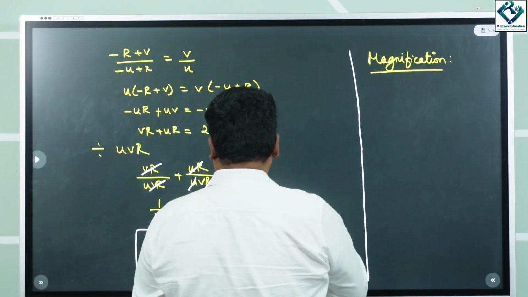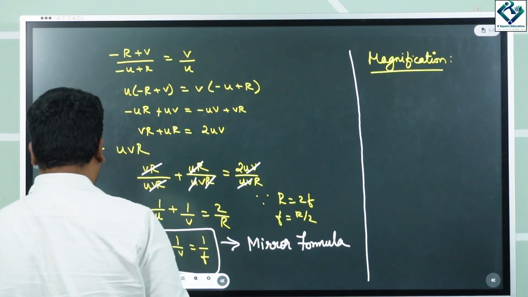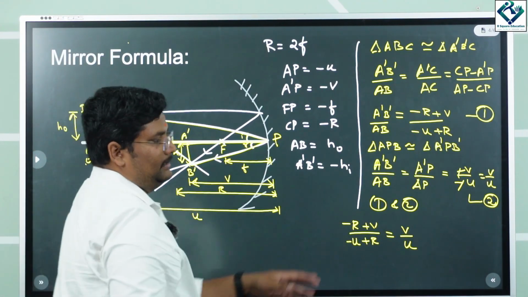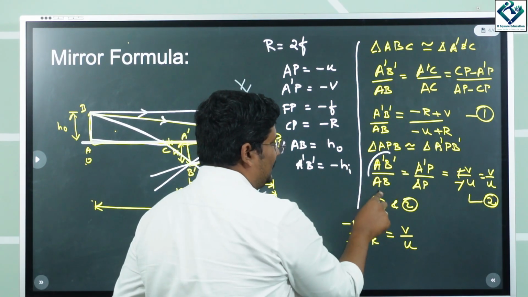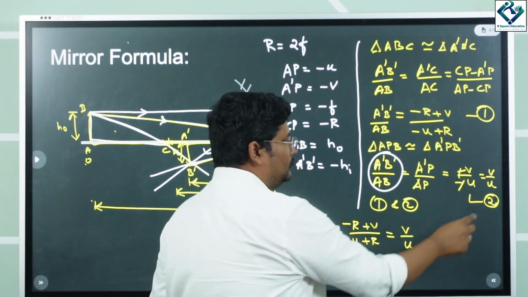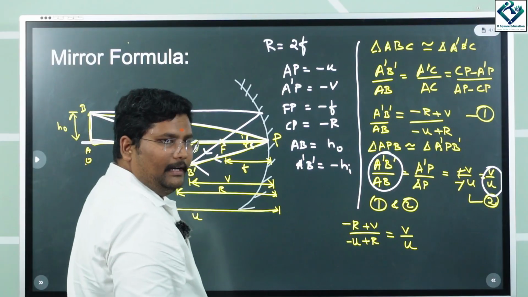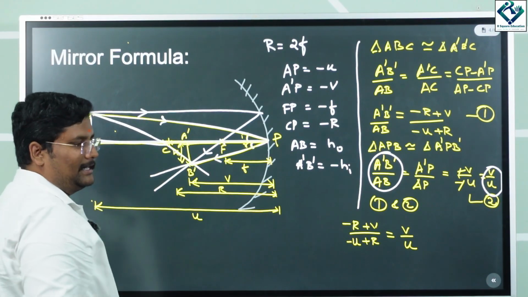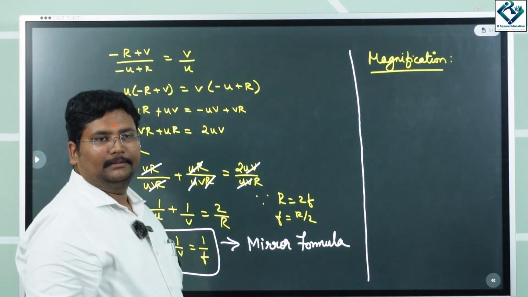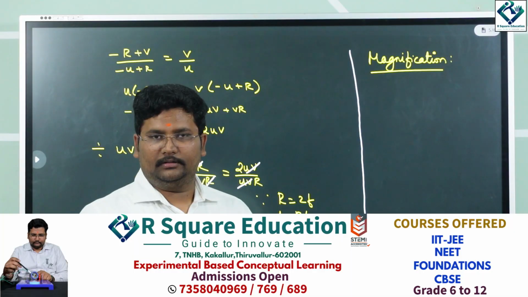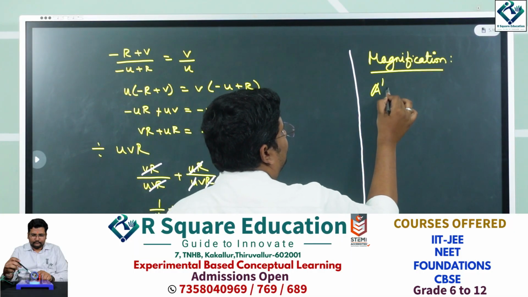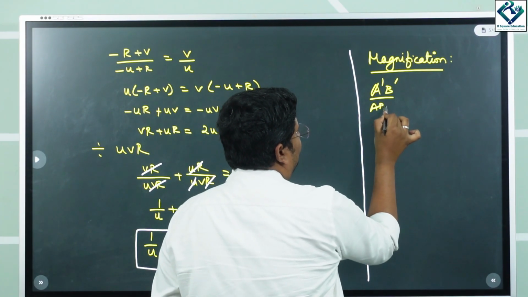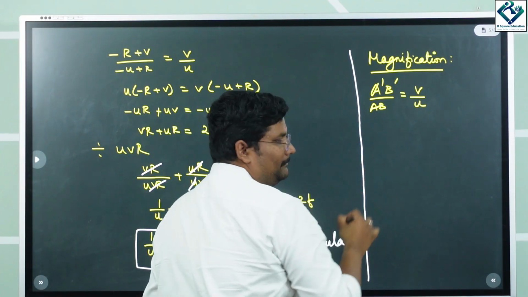So even before this, when we looked at this, we saw a dash b dash by ab is equal to v by u, right? Can we substitute the height of the image and the height of the object for that? That is nothing but going to give you the magnification. Okay, suppose a dash b dash divided by ab is equal to v by u, we have found that.